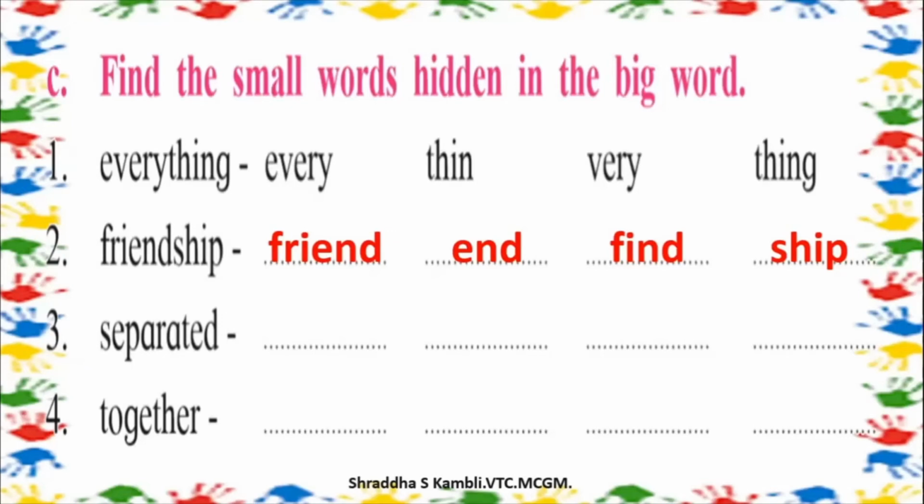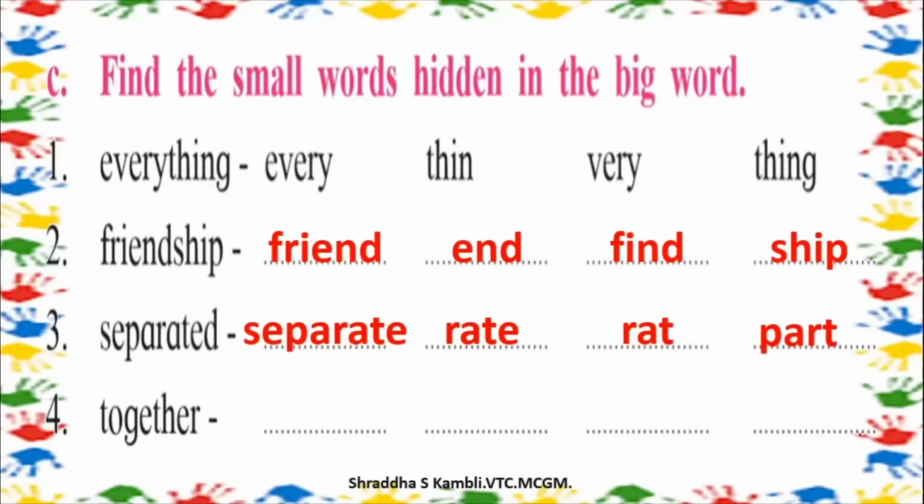It is separated. So let's write the words which are hidden in this big word, separated. So you can write separate. Alright. Then you can write rate, R-A-T-E. And then you can write R-A-T, rat. Alright, and then you can also write P-A-R-T, part, and many more words, children.